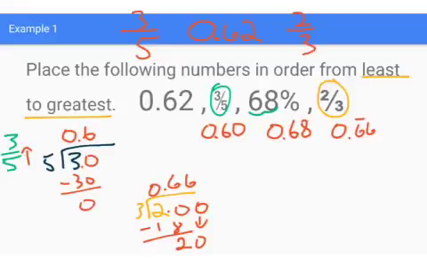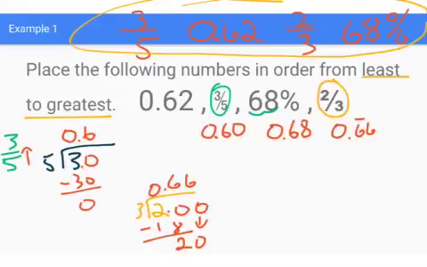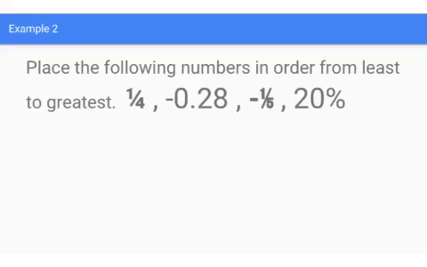And finally, we had the percent of 68%. So now those have been placed in order from least to greatest. All right, let's take a look at one more example.